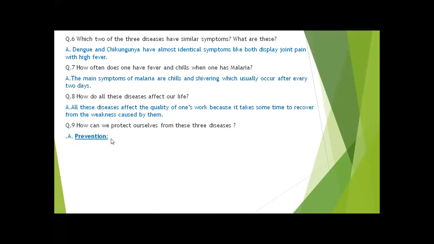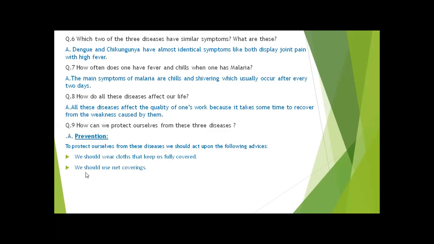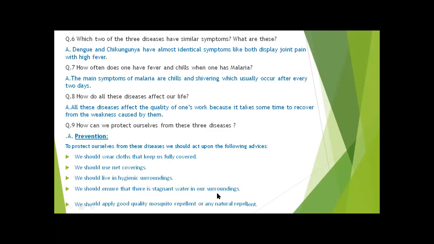Answer is preventions. So, how many preventions are there? To protect ourselves from these diseases, we should act upon the following advices. Very first, we should wear clothes that keep us fully covered. Number second, we should use net covering. Next prevention is we should live in hygienic surroundings. Number 4 prevention, we should ensure that there is no stagnant water in our surroundings. The fifth prevention is we should apply good quality mosquito repellent or any natural repellent.